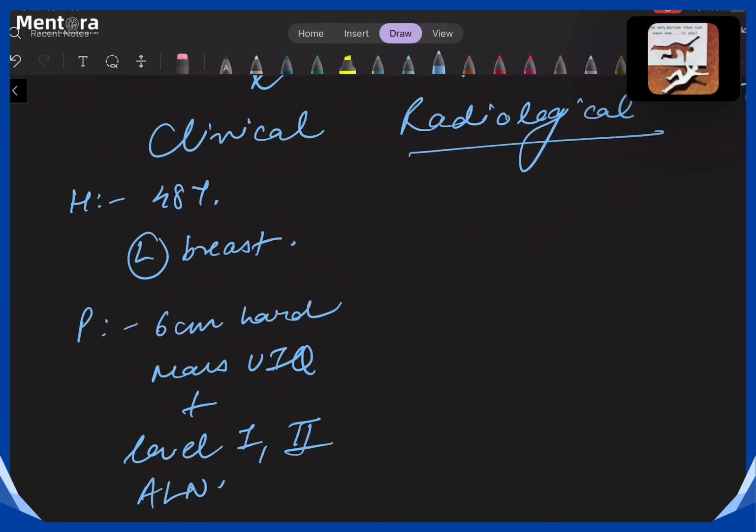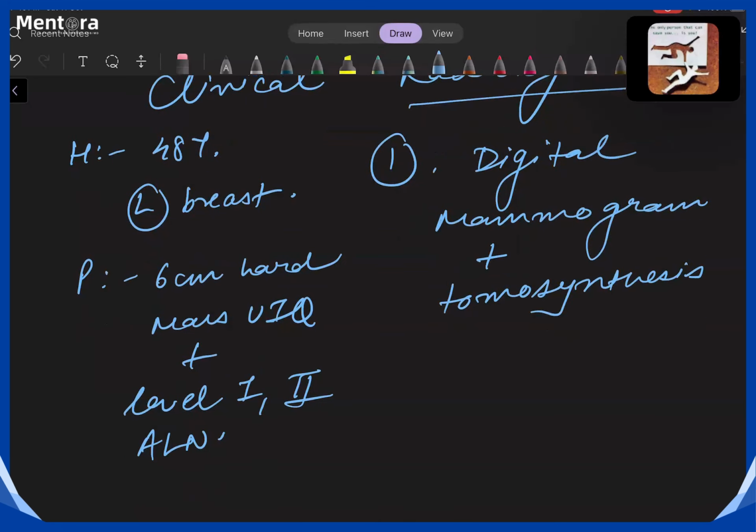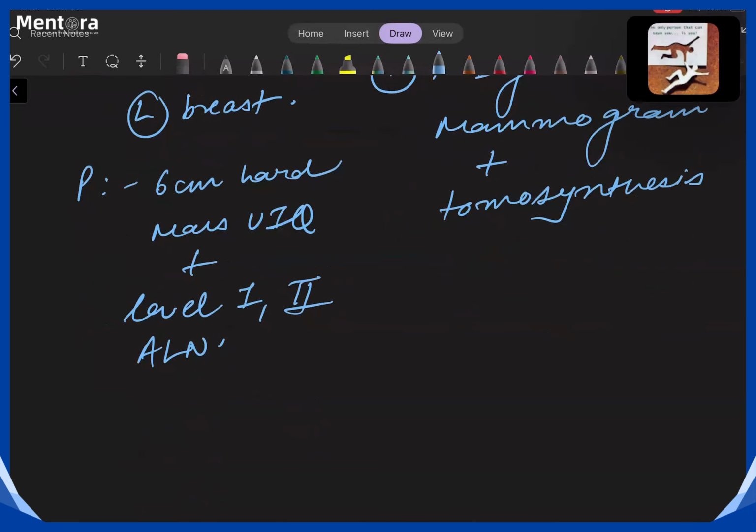In radiological examination, the first investigation we are going to offer would be a digital mammogram with tomosynthesis. Tomosynthesis is nothing but a multiplanar imaging of the mammogram. So it gives us a 3D view of the entire breast. The entire breast tissue is cut into multiple slices, 1 mm thick, just like a CT scan. So it has got a better delineation.